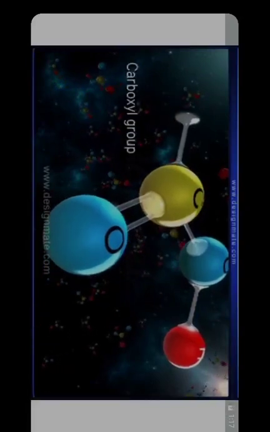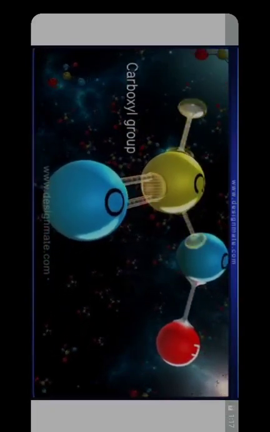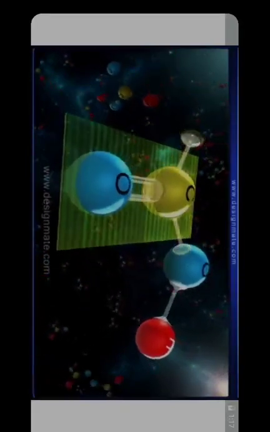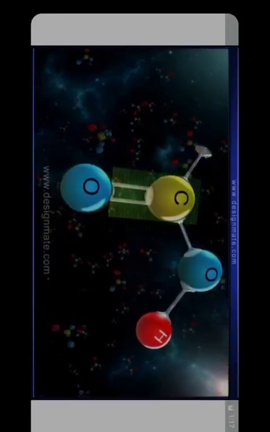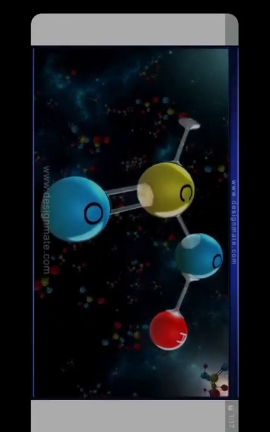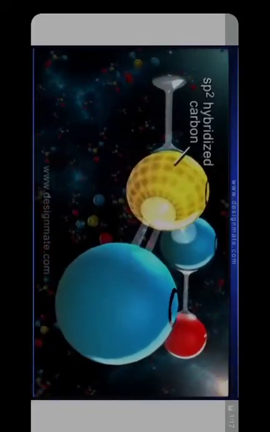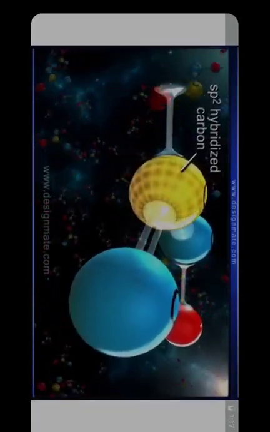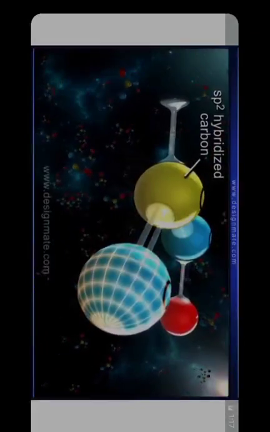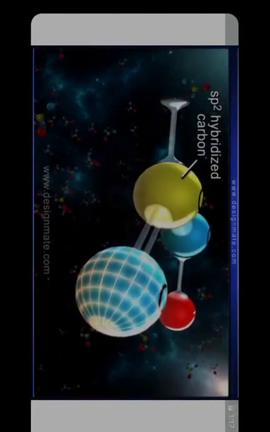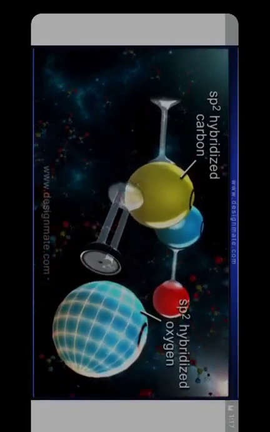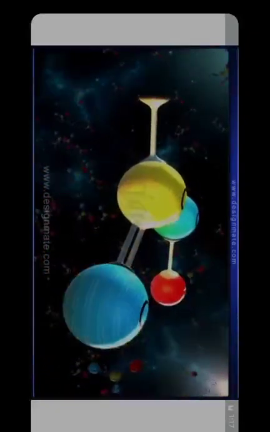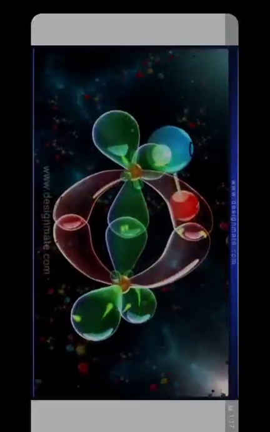Have a look at the carboxyl group. All bonds formed by the carboxyl carbon atom lie in one plane and are separated by an angle of about 120 degrees from each other. This implies that this carbon atom is sp2 hybridized. Can you predict the state of hybridization of this oxygen atom doubly bonded to the carbon atom? Well, a double bond suggests that this oxygen atom is also sp2 hybridized.